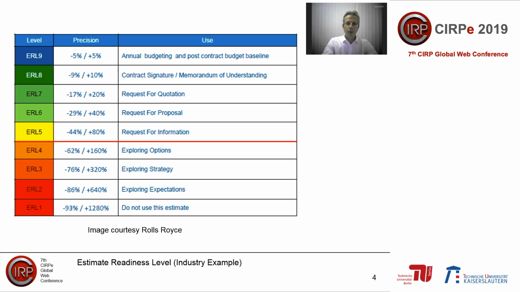Estimate readiness levels, which are commonly termed ERL, are used to connect the purpose of a commitment with the acceptable range of estimate uncertainty. In this industry example, the estimate readiness levels 1 through 4 with their associated uncertainty ranges, termed precision, are considered as suited only for explorations and not for decision making. An ERL 5 is suited at a stage where information is requested, an ERL 7 for a request for quotation, and typically ERL 8 and 9 are suited for decision making. We do, however, also need to understand the underlying relationship between facts, assumptions, and risks before beginning to look at the manner in which such readiness levels actually progress over time.